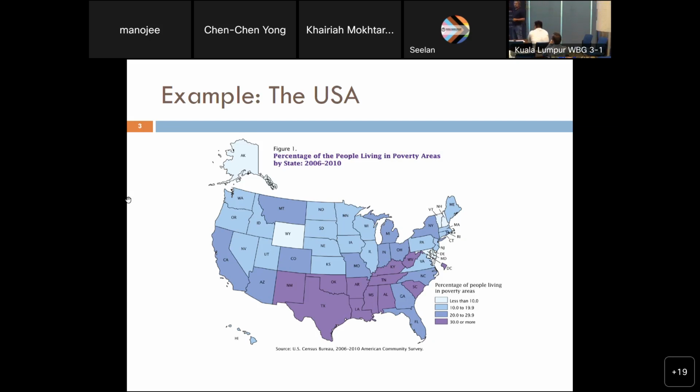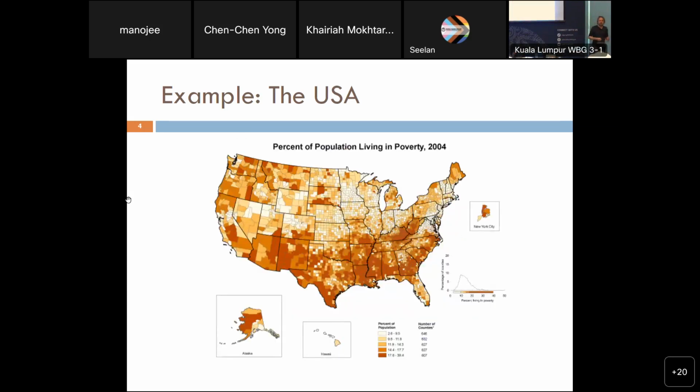Right, so just imagine the central government, the federal government of the United States. If they want to target resources, it's helpful to know that these are the states that are arguably in bigger need of those resources. Now we can take it one step further. This is again the United States, but now evaluated at the county level, right?